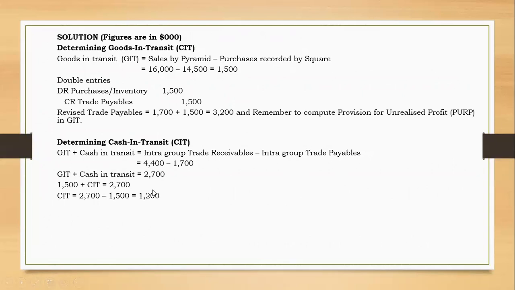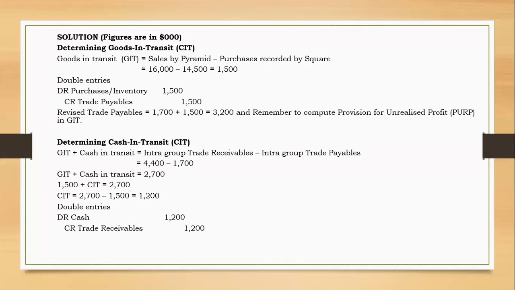All right, cash in transit means that the buyer has made a payment, but the seller hasn't actually received it. So the seller presumes to have received the payment and will make the double entries here. If you receive the payment, you have to debit cash. This is what we call cash in transit. But also, because Pyramid had sold goods to Square, that means Square was owing Pyramid. So Pyramid had the trade receivables, and trade receivables would decrease. So I would have to credit trade receivables by the same amount.